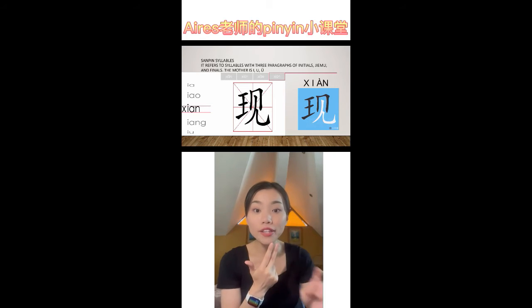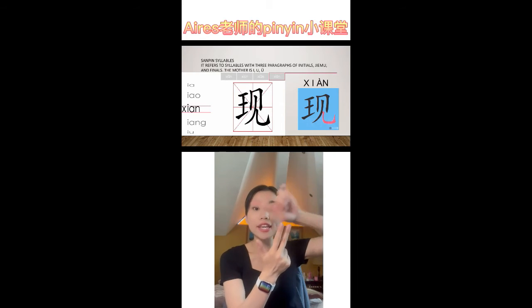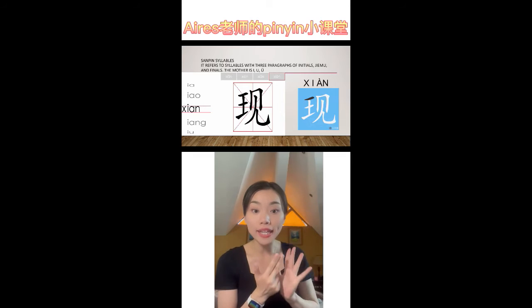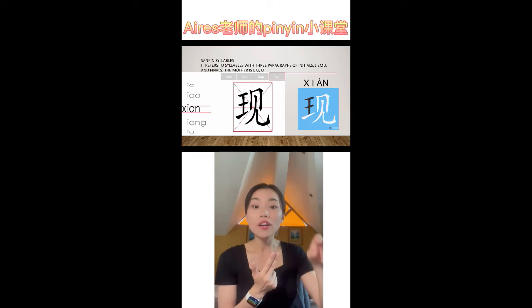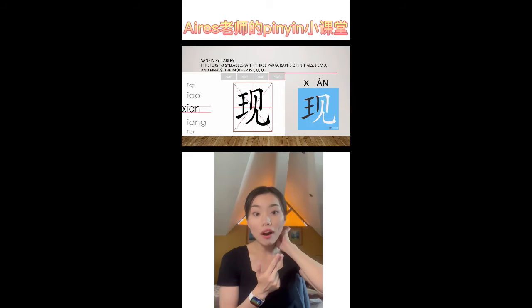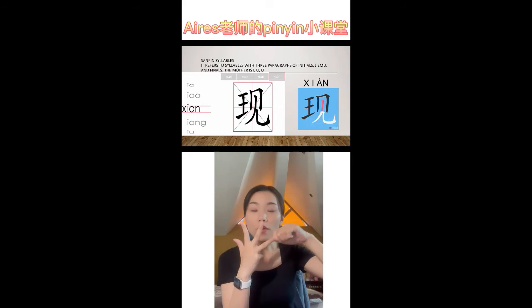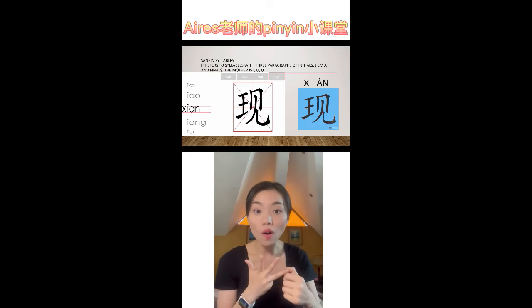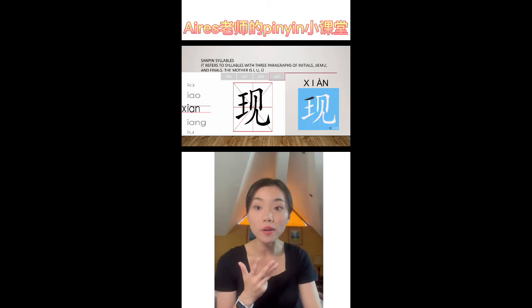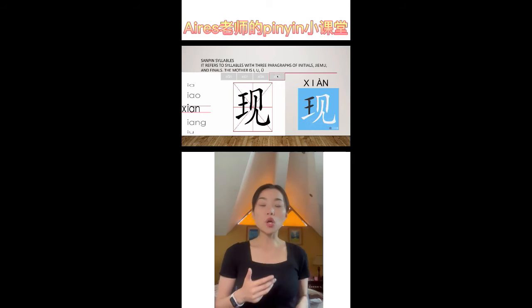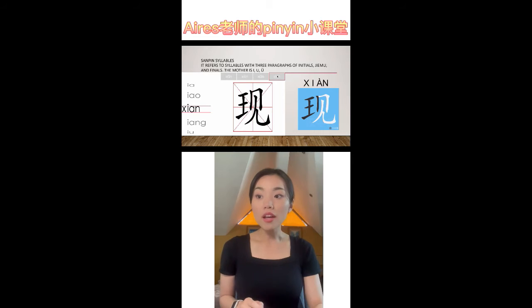That is the final of the whole pinyin. Okay, so here we got 3 parts of the pinyin, and of course, the last part is the tone. The last part is a tone here, the fourth tone.